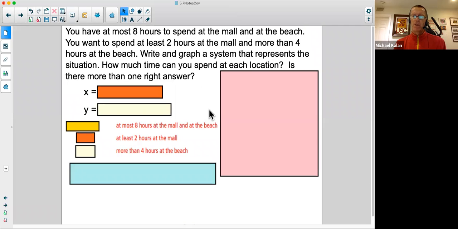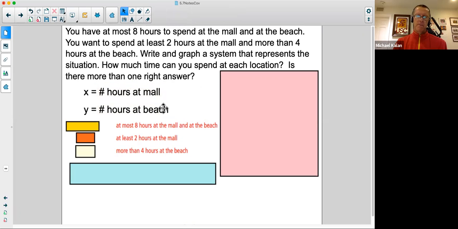Okay, so what should we assign and define our variables to be? Okay, X and Y, again, super creative. But X represents what? Maybe the number of hours at the mall for X and number of hours at the beach would be Y. Again, it doesn't matter which way you go with that. I could have put the beach with the X and the mall with the Y. You just would set up your inequalities a little bit different.